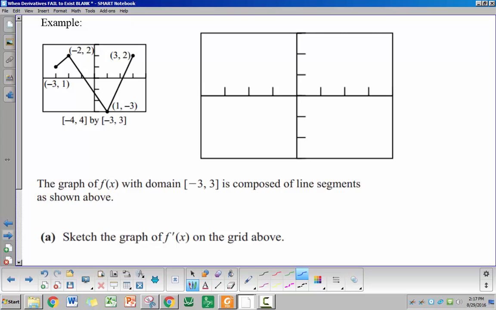All right, so let's do an example here. Luckily for you, I have it printed out. This is a graph of a function f that has a domain from -3 to 3, and it's composed of three different line segments. What we're going to do is sketch the graph of the derivative on this xy plane over here. Can you tell me if there are places in this f of x function where the derivative won't exist?